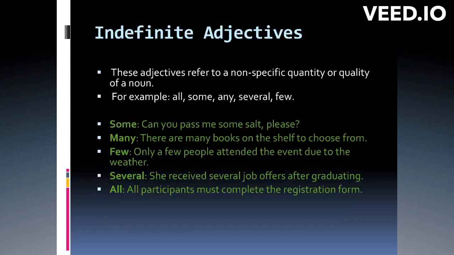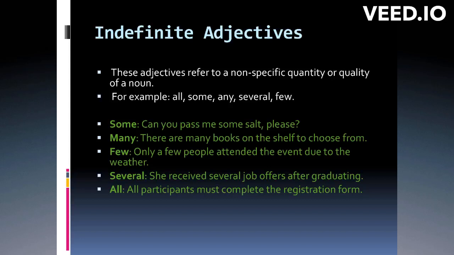Next one is indefinite adjective. Indefinite adjectives are nothing but they refer to the non-specific quantity or quality of the noun. Means here it is telling about the quantity, whether it is less or more. Very, there are several bananas, we can tell, right? So in that way they are telling about the quantity, the quality also. See, for example, there are many books on the shelf to choose from, right? So there are many books. How many books are there? Many books are there. Here we're not telling the exact figure, but we are using the words all, some, any, several, few.